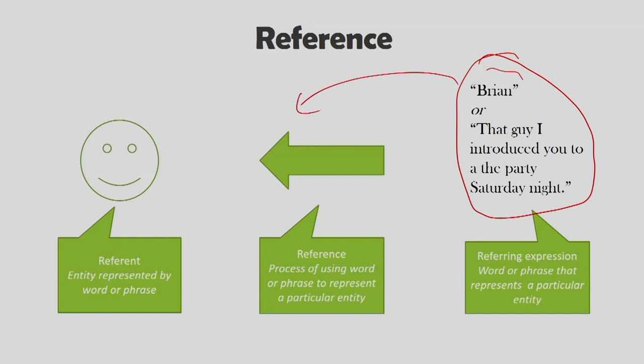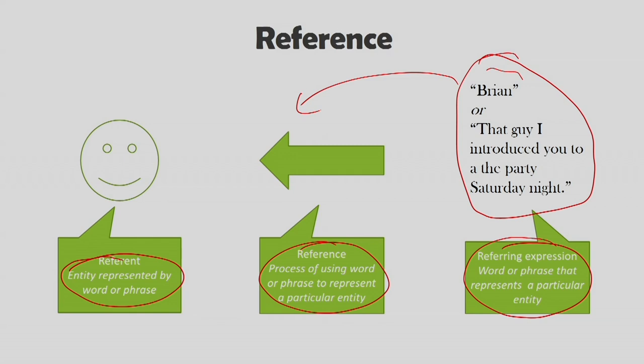Now, a word or phrase that is used to represent a particular event or entity is known as a referring expression. The entity that is represented by a particular word or phrase is called the referent, and the process of using a word or phrase to represent an entity is known as referencing. So, the referent is the entity represented by the word or phrase; referencing is the process of using the word or phrase to represent a particular entity; and a referring expression is the word or phrase that represents a particular entity.